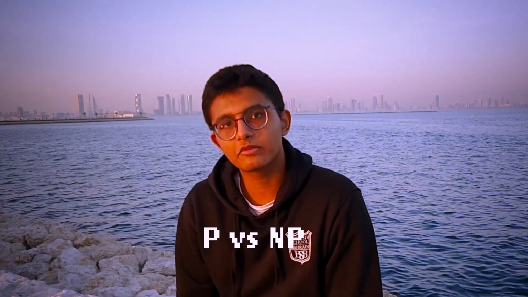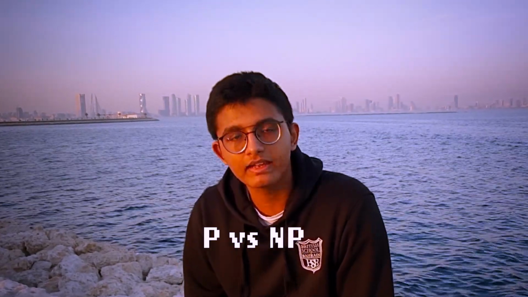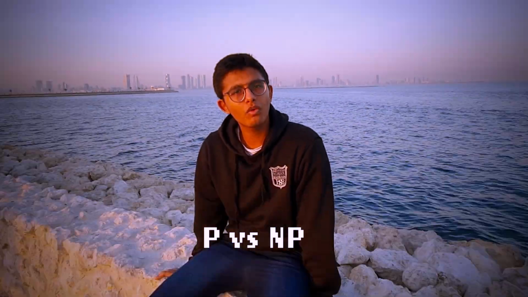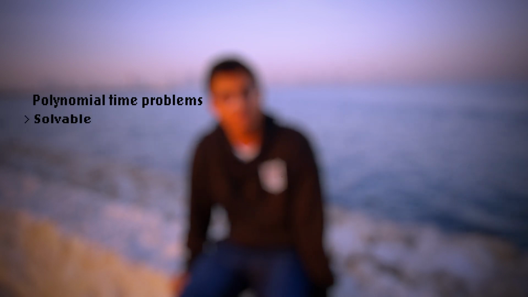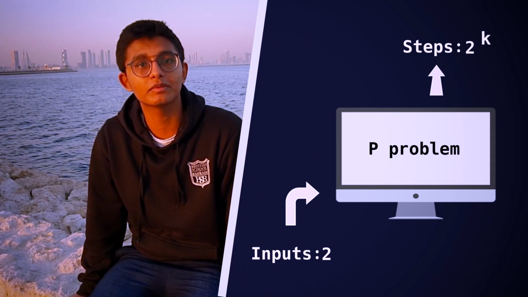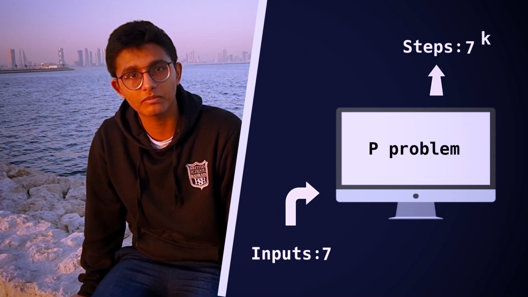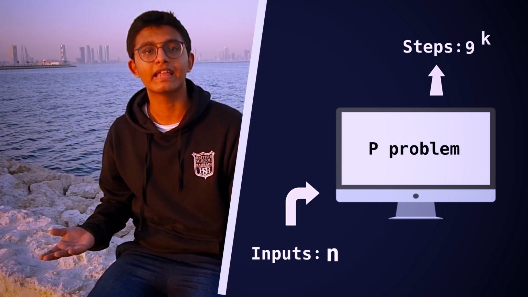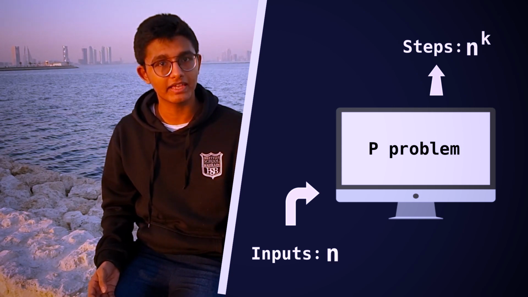The P versus NP problem is one of the most important unanswered questions in computing and all of mathematics. But what does it really mean? Well, P, or polynomial time problems, are problems that can be solved by a computer in polynomial time. This means that the number of inputs into the problem and the number of steps taken to solve the problem have a polynomial relationship. For n number of inputs, the algorithm has n to the power of k steps.